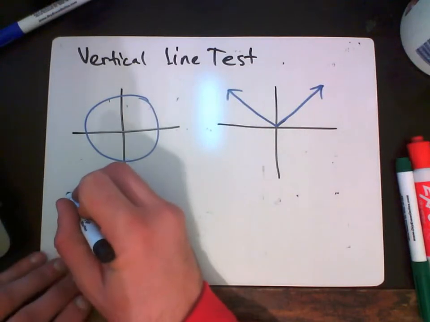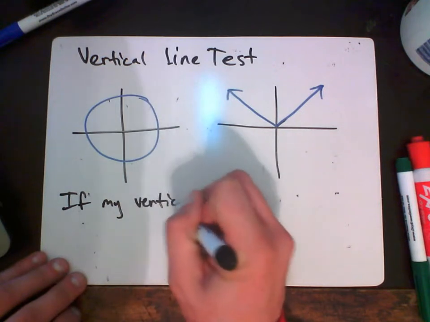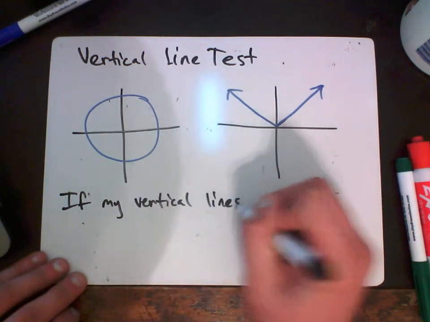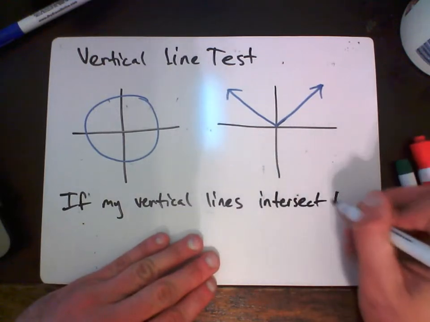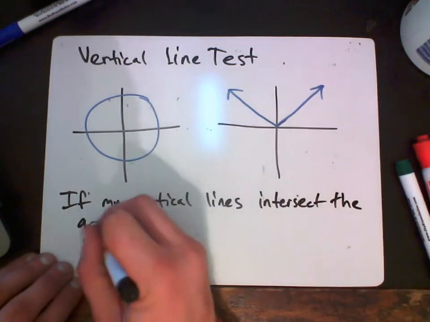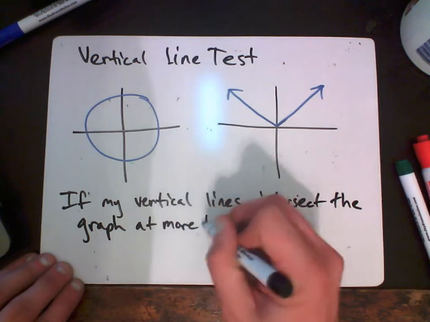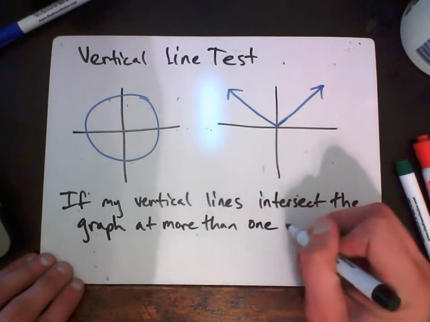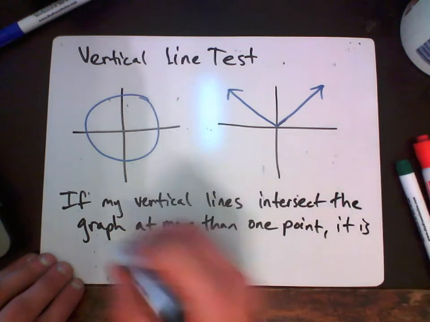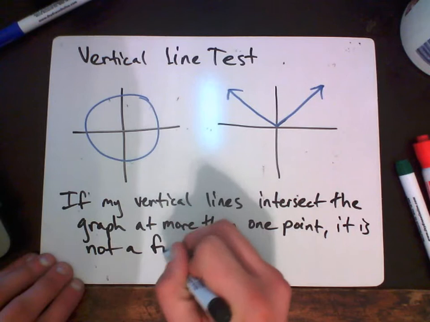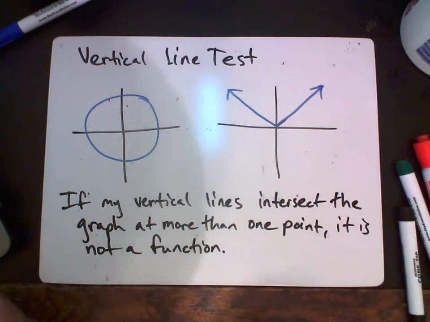So, let's write that rule. If my vertical lines intersect the graph at more than 1 point, it is not a function. Now, what on earth does that mean, Mr. McDougall?